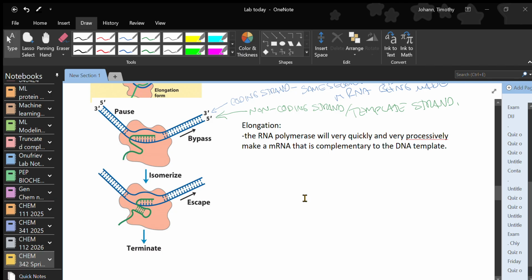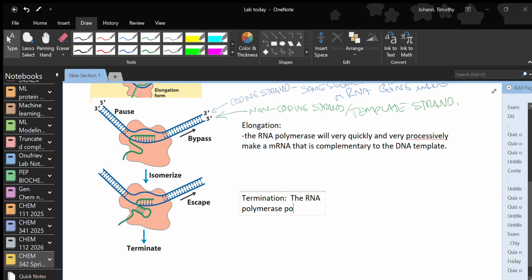Then finally we have termination. More complicated than what we see here sometimes, but the RNA polymerase pauses, and this is sometimes due to a structure like one of these. You see this hairpin that's formed here? It pauses due to a termination sequence, and then it falls off the template.